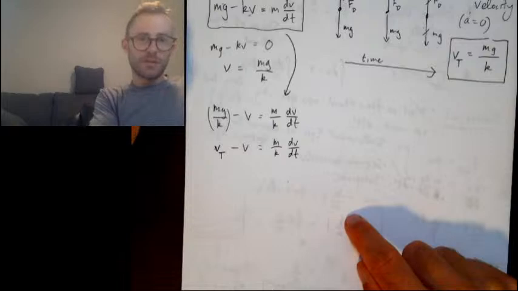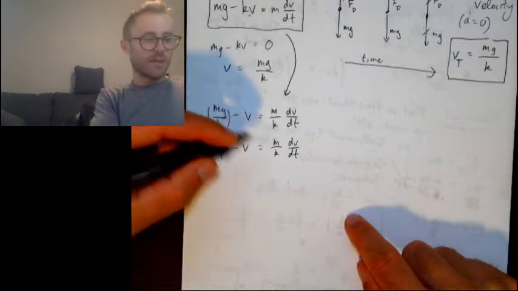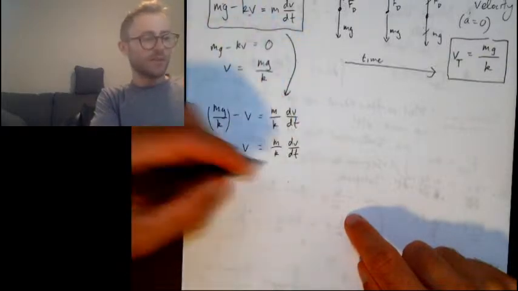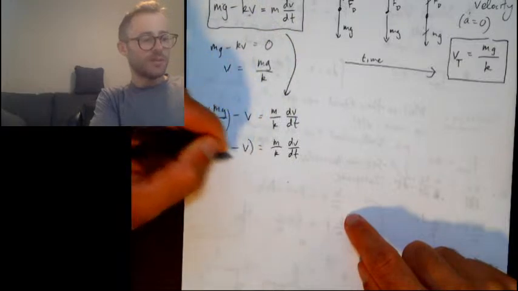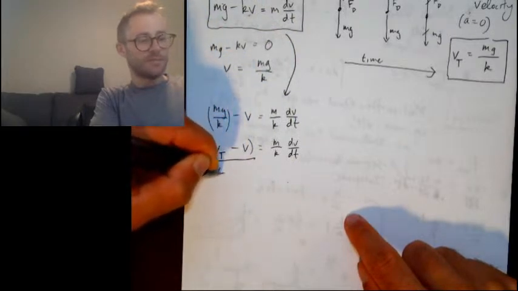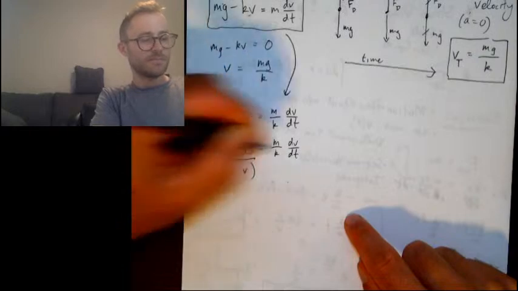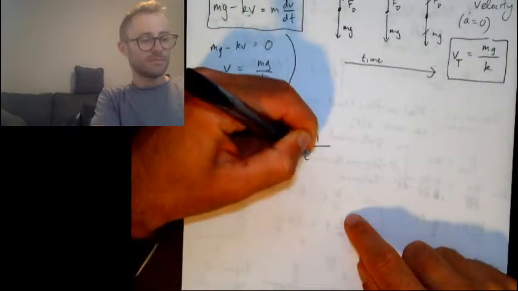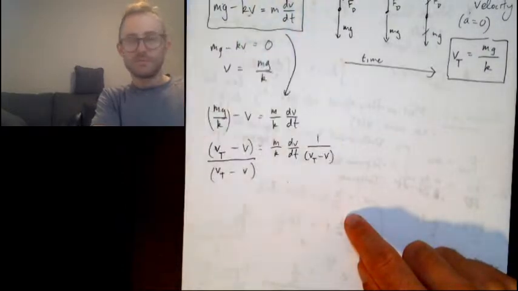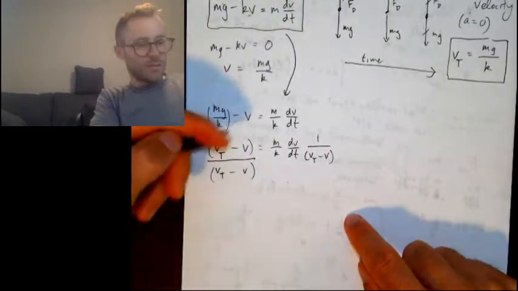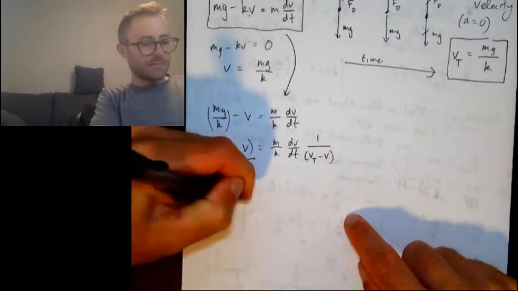Now what I'm going to do is divide both sides by v sub t minus v. That gives me 1 on the left-hand side.